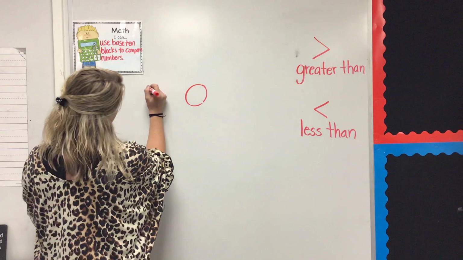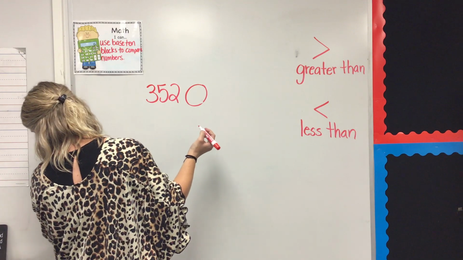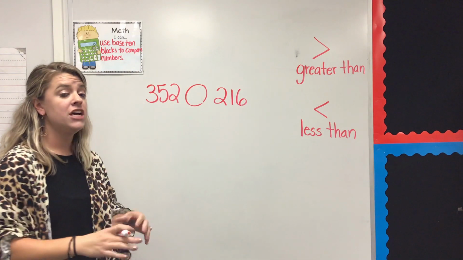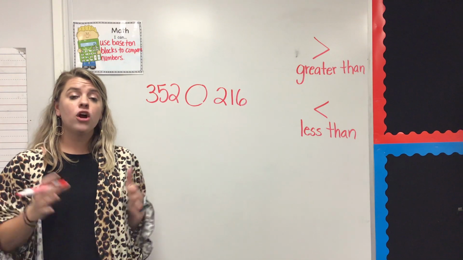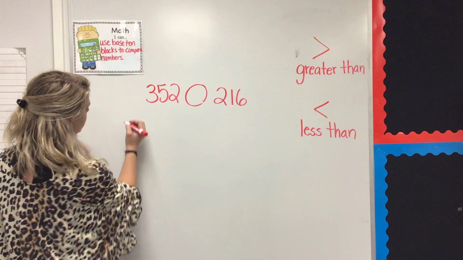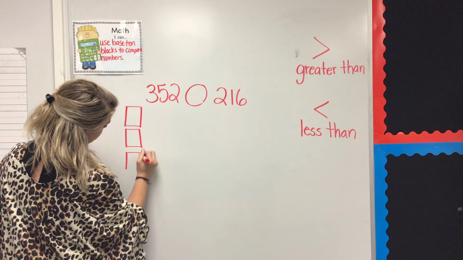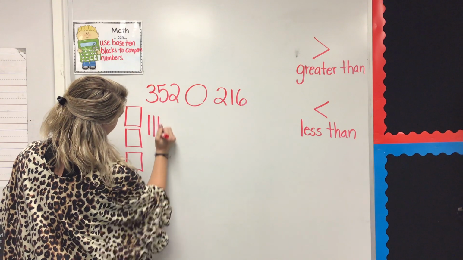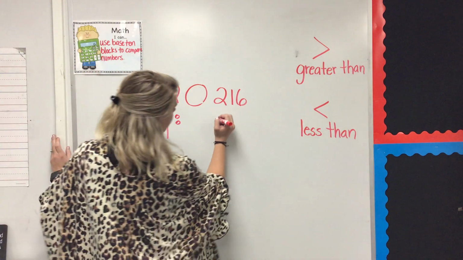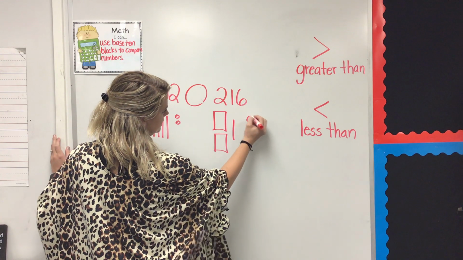So I'm going to write some numbers up here, and then we're going to compare them, okay? My first number is 352, and my second number is 216. Okay, so like Miss Gates said, we are always going to start in the hundreds, but the first thing I want to do is I'm going to draw a picture of my numbers. Okay, so I know I have 300, 1, 2, 3, 4, 5, 52, and I have 216.